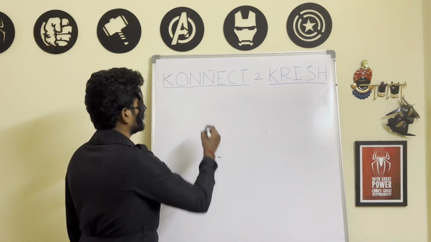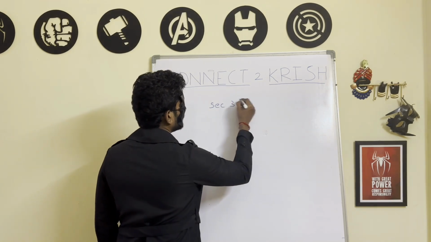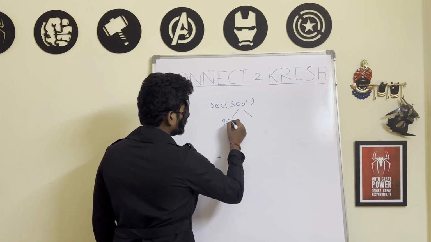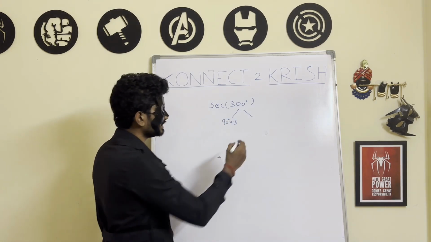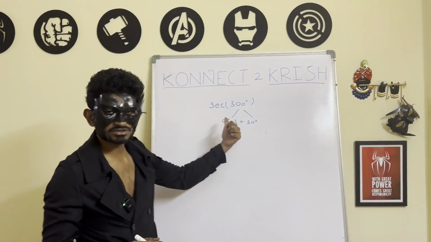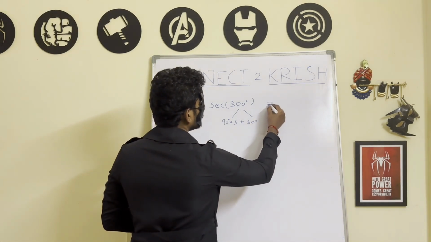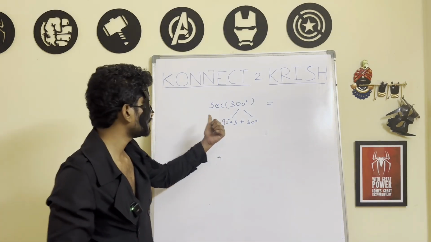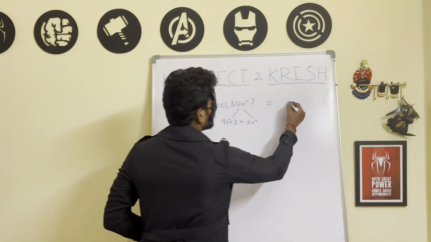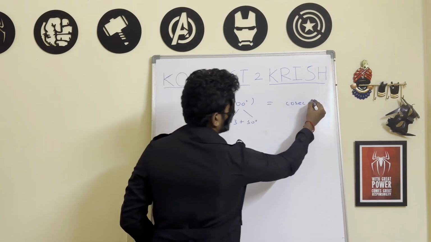For example, say secant 300 degrees. How can I split it? 90 degrees into 3 is nothing but 270 plus 30 degrees, right? It's nothing but 90 degrees into an odd number plus 30 degrees. So what's the formula I told you? For secant, you need to find the transpose of secant. Secant transpose is nothing but cosecant. So you need to write cosecant, and this 30 degrees will be written there.